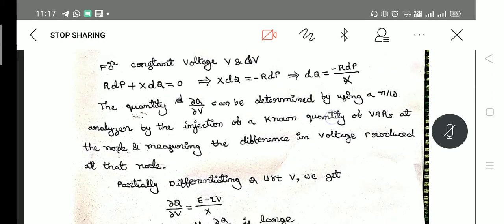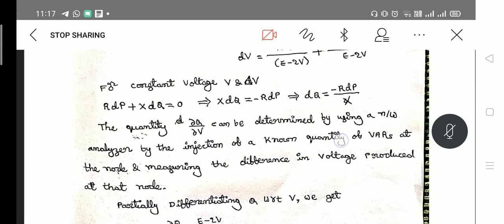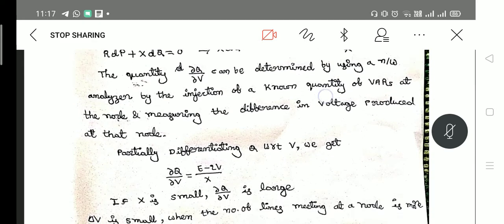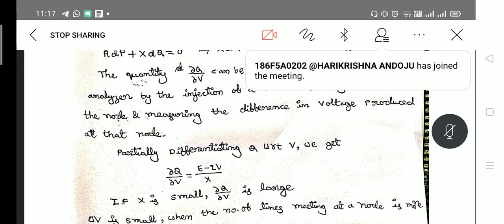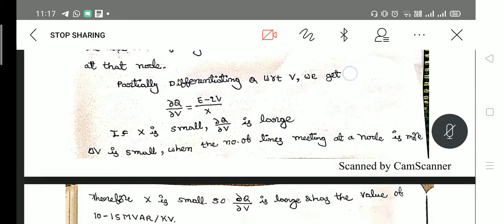And we know ∂Q/∂V = (E − 2V)/X. Here, if X is small, the ∂Q/∂V value is large. If X is large, the ∂Q/∂V value is small.